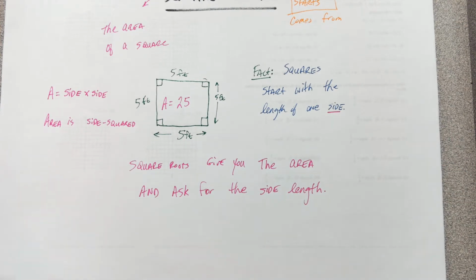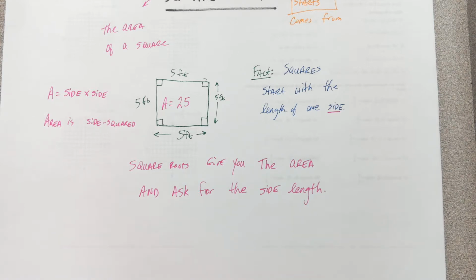That's what they do. Square roots are just a way of writing a number. It's a way of asking a question. So when they give you a square root, they're saying, hey, I got this square, and this is how much area it has. How long is the side? That's all it is.